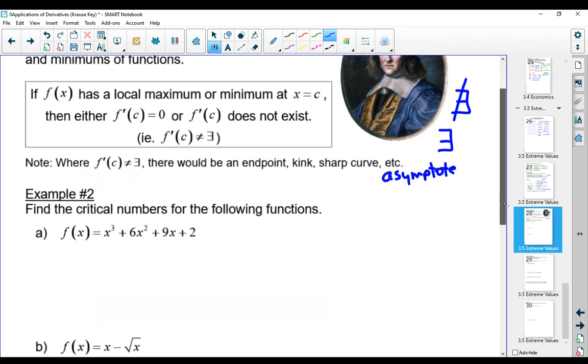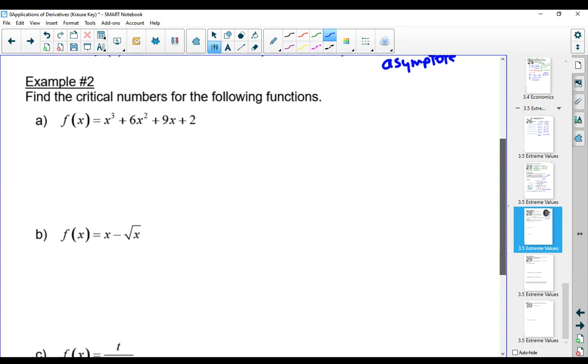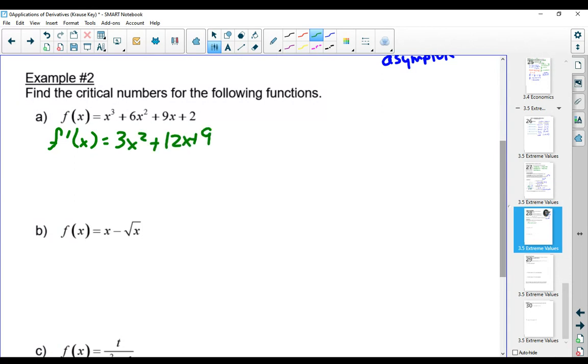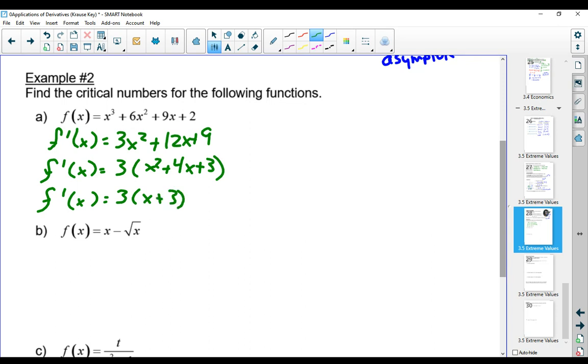So we're going to look at some examples of critical numbers. So if you're asked to find the critical numbers of the following functions, the first thing you're going to do is take the derivative. So f prime of x would equal 3x squared plus 12x plus 9. We would factor it. So start by pulling out a common factor. And then we look at the two cases. We look at where the derivative is equal to 0, and then we look at possible restrictions.